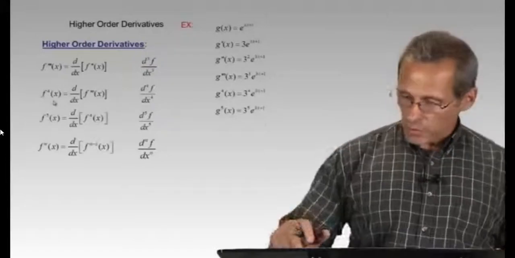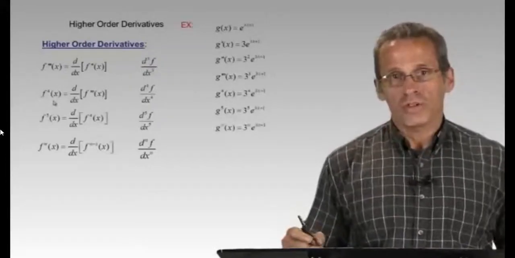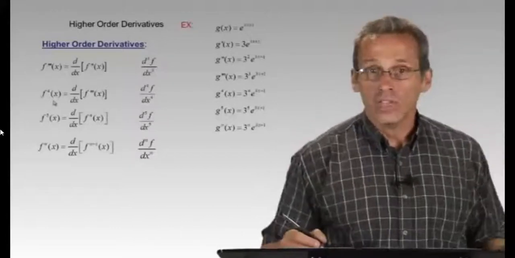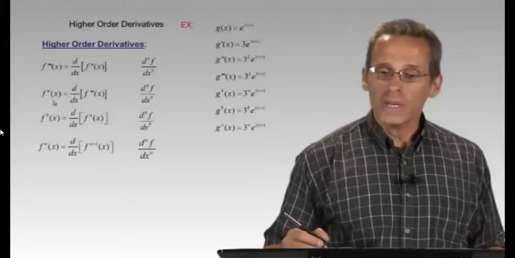What does this mean? Well, if we want to find the nth order derivative of g of x, it would be 3 to the n times e to the 3x plus 1.